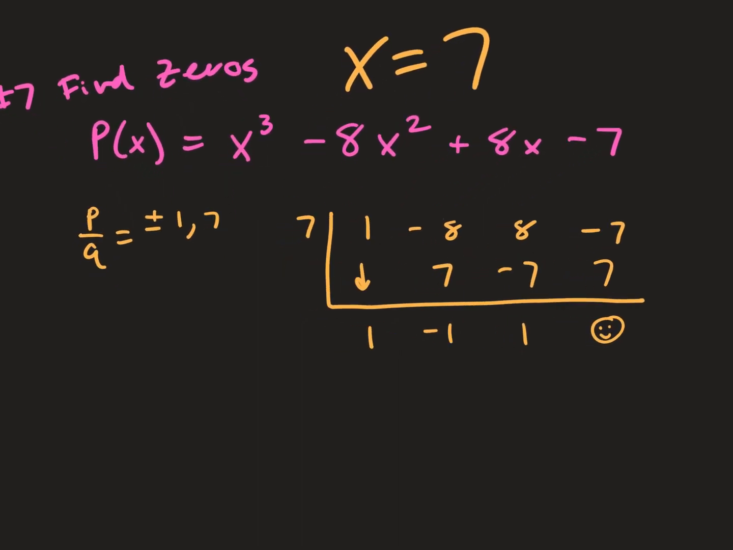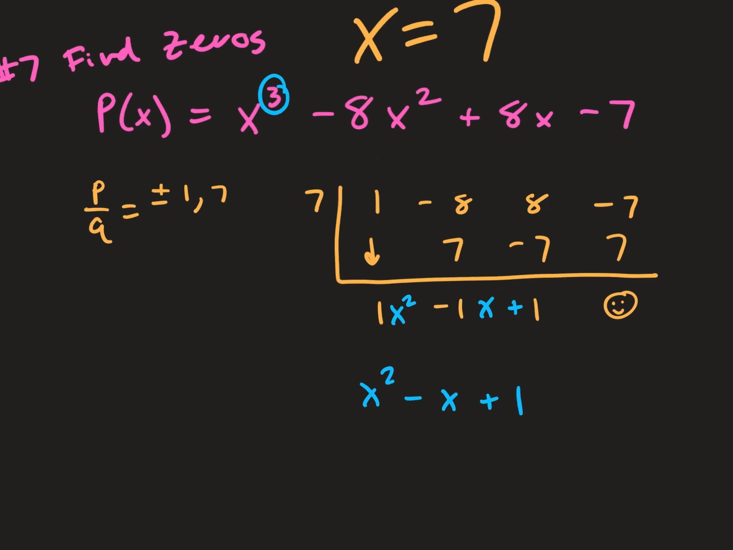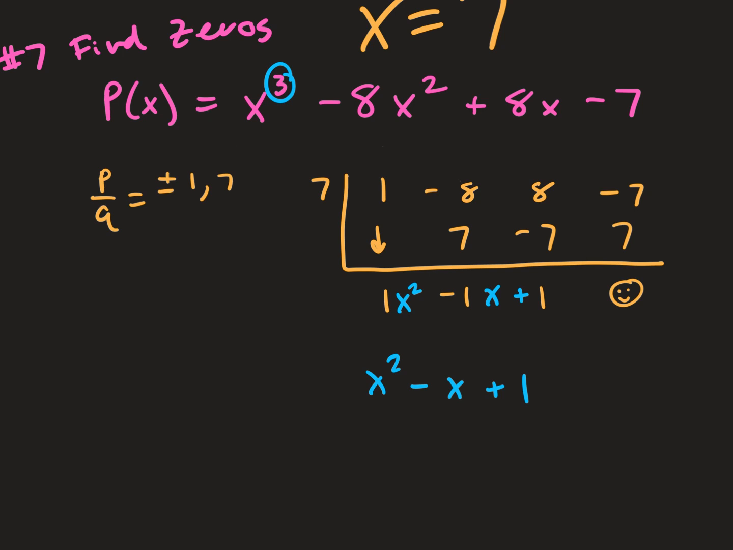How could I find more? How many zeros are we going to have total? 3. You have to move down the x's to the new polynomial. So if I start with x to the third power, x to the second, this would be x to the second power minus 1x plus 1. So x squared minus x plus 1. Let's see if this factors. Do we have 2 factors of 1 that add to negative 1? No. So if it doesn't factor, what do we do?